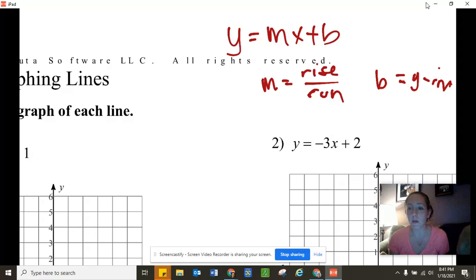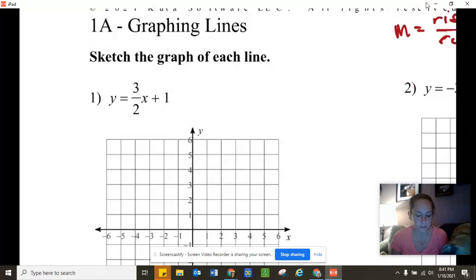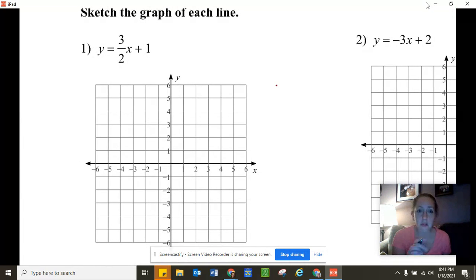So I just wanted to go back over that. So for this one, remember that m always goes with x. Can't see what I'm pointing at, but you get the idea. So for this, m is 3/2 because it's with x, and b is 1.